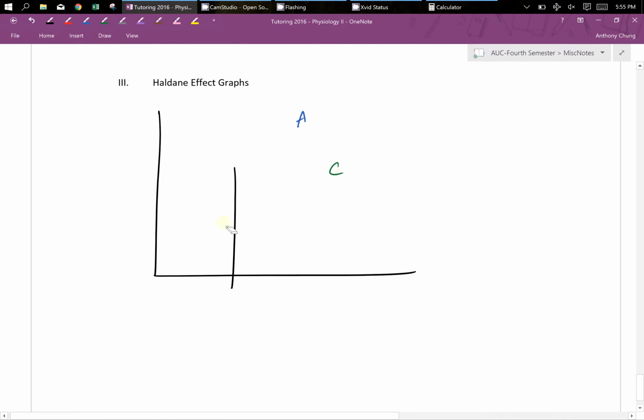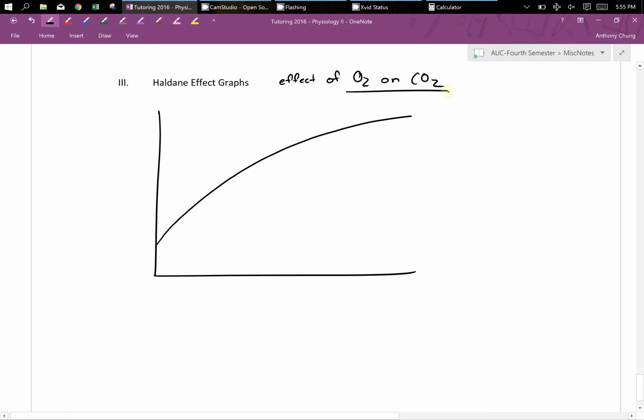Now I'm going to change it so it looks more like the Haldane effect, and I'm just going to draw it like that. It's just another part of the graph. We don't really need to worry about it too much. So once again, the Haldane effect. Remind me again, what was the Haldane effect? It was the effect of O2 on CO2. Remember, it's the opposite of the Bohr effect.